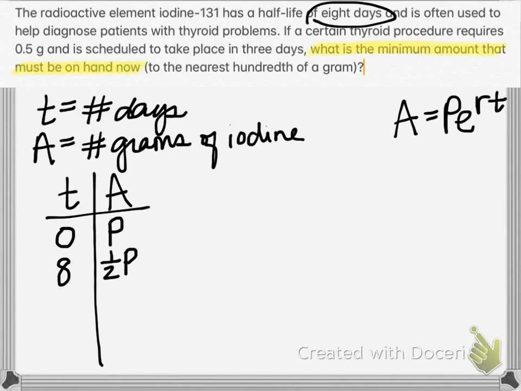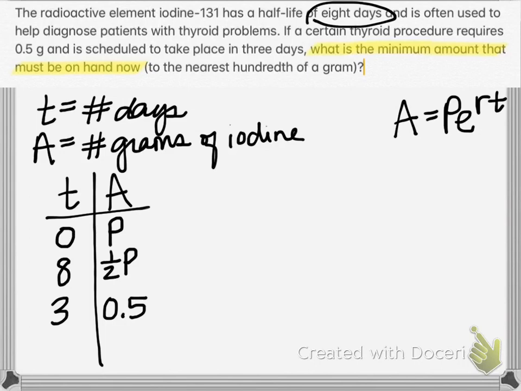And then we're asked to find, it's told to us that a certain thyroid procedure requires 0.5 grams and is scheduled to take place in 3 days. So in 3 days, we need 0.5 grams. And then we're trying to solve for P. So this is all the information given to us in the problem, organized in a table.